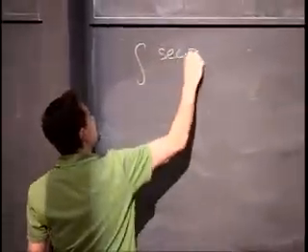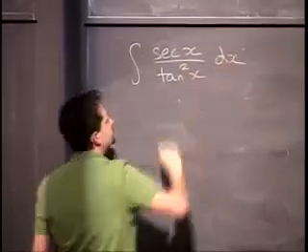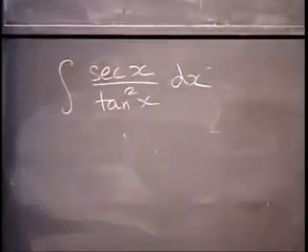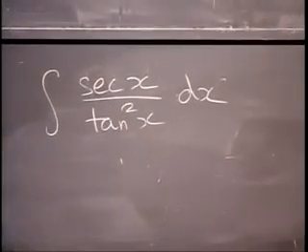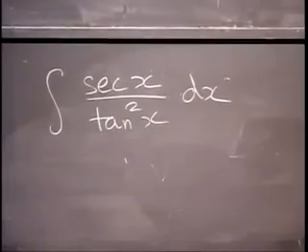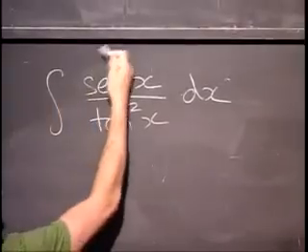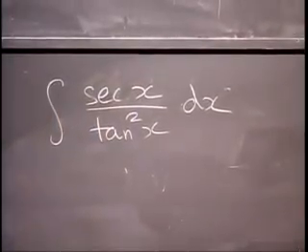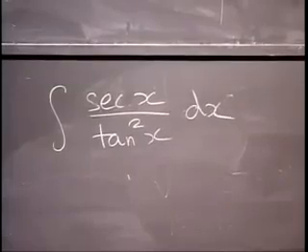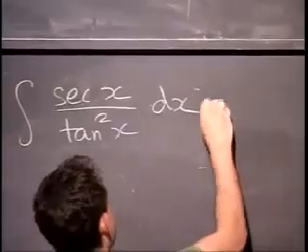I get secant x over tan squared x. Let's do that one first, because it's the harder one. I don't see any really appealing substitution. My gut feeling would be tan x, but the derivative of tan x is secant squared x. So if this was secant squared here, I would consider tan. It doesn't work. So I don't see anything really nice. So I'm going to resort to switching everything to sines and cosines. That's another sort of way to handle these things.